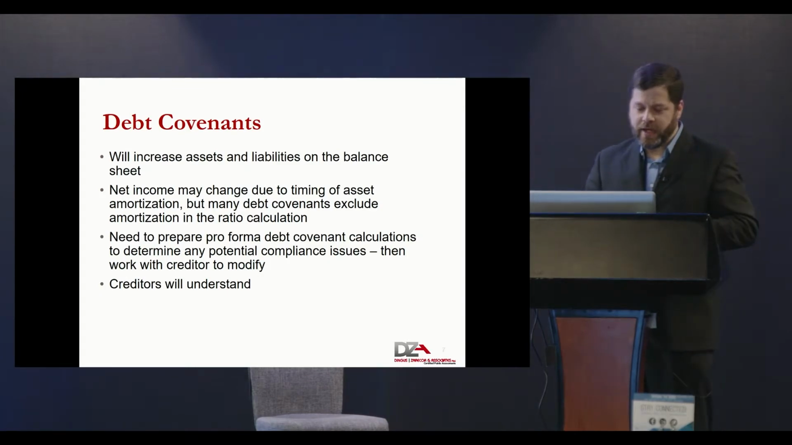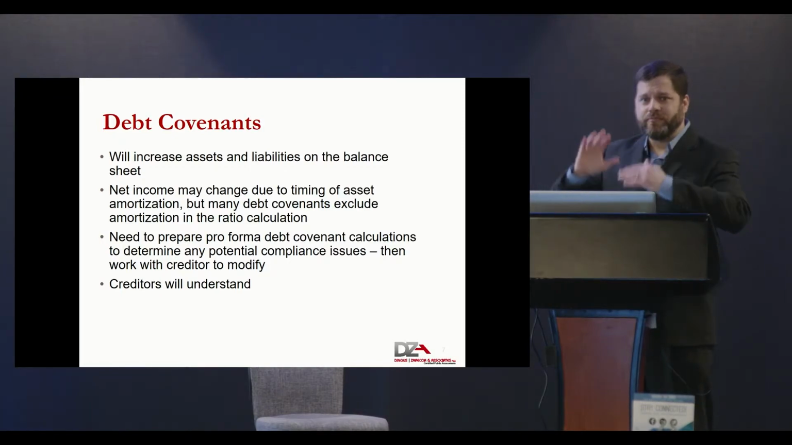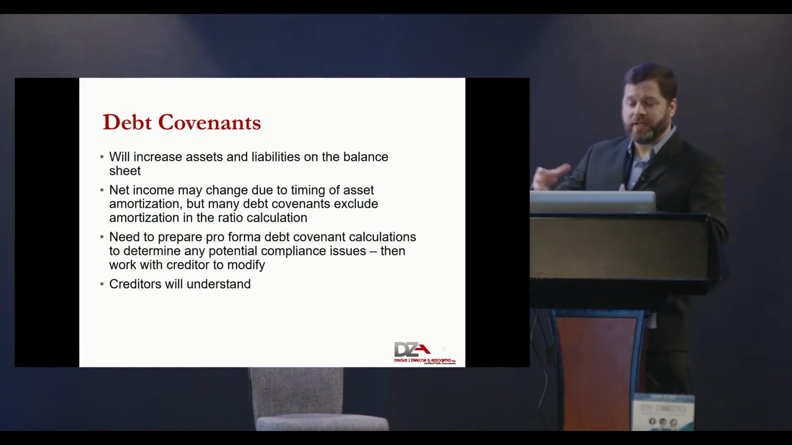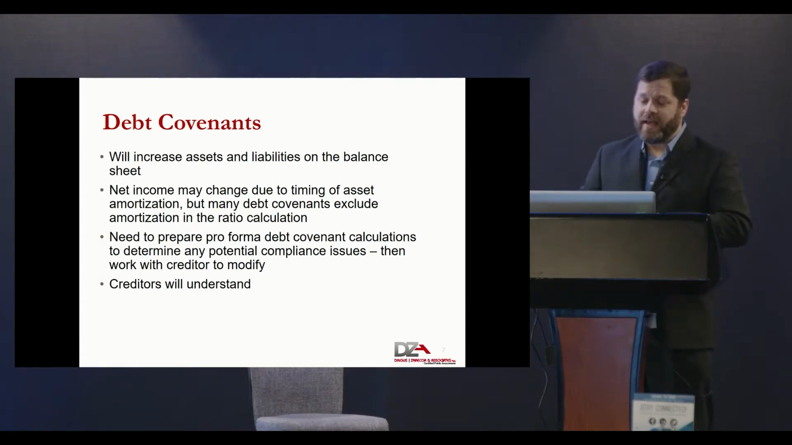So I mentioned that. Look at those debt covenants, and creditors are going to understand. They're not going to penalize you for a new accounting standard affecting your ratios, but you do need to make sure they're aware of it. So your first step is going to be doing an inventory of all your leases, and then doing some rough calculations of how it's going to affect those ratios.